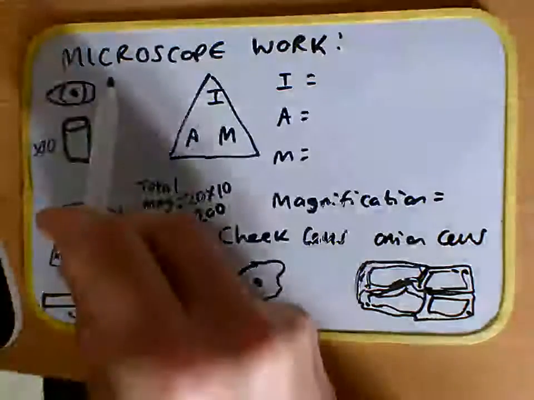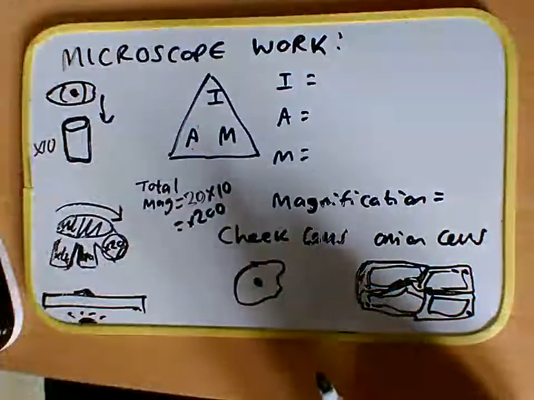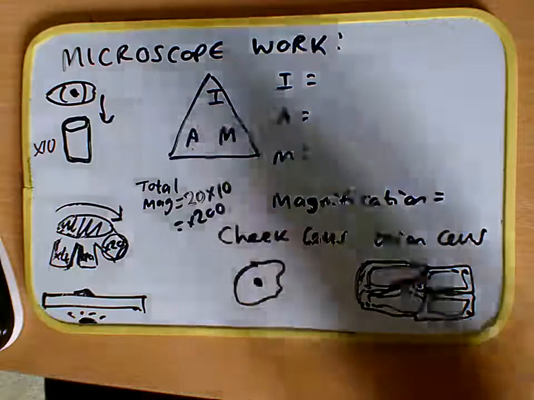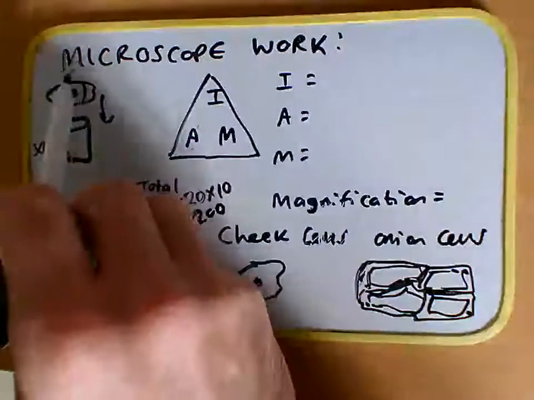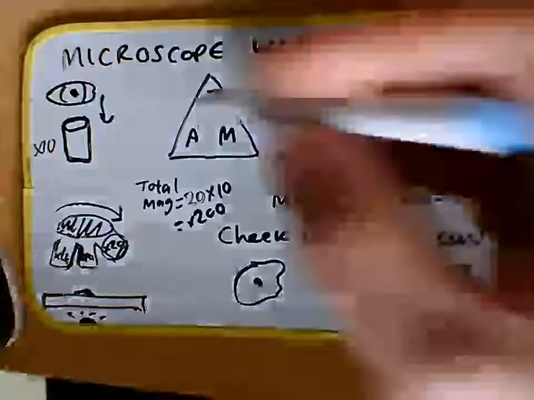So remember, we're using microscopes to look at microscopic things, very small things. It comes from a Greek word, micros, which means small.